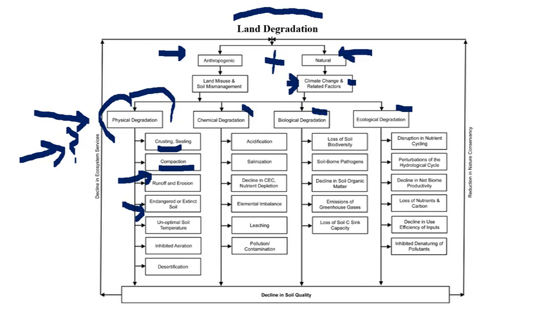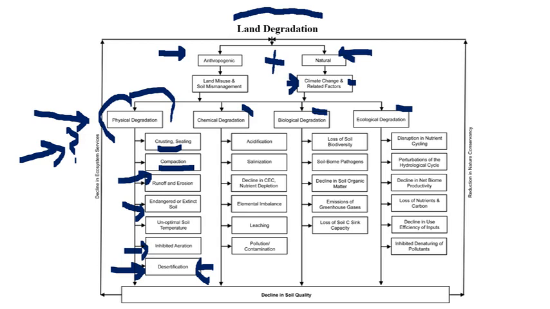We see suboptimal soil temperatures, inhibited aeration. Ultimately these lead to desertification, which we will be discussing as a separate subtopic, desertification and various control strategies. It is 3.3. Basically, this desertification has initiated from the impacts of humans or natural processes. It comes under the heading physical degradation.